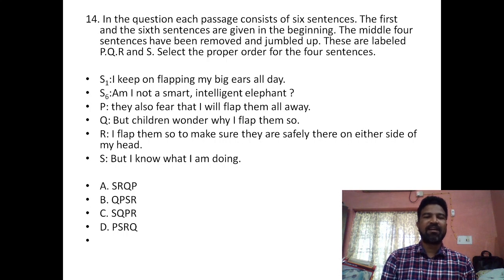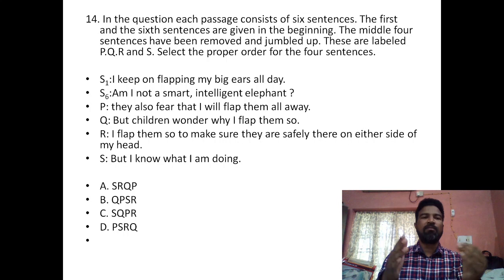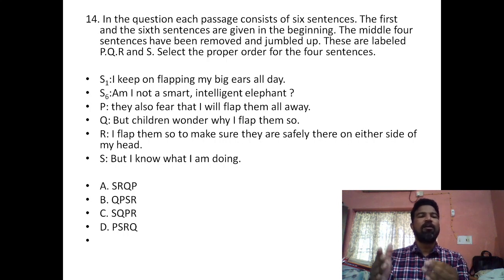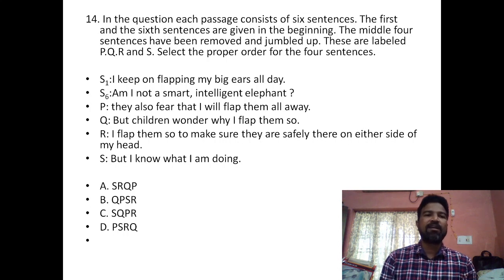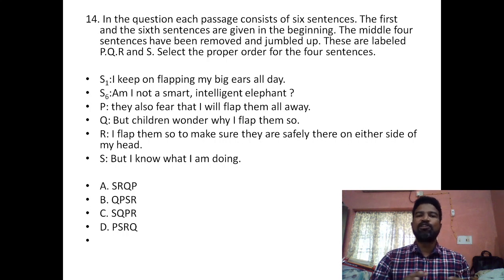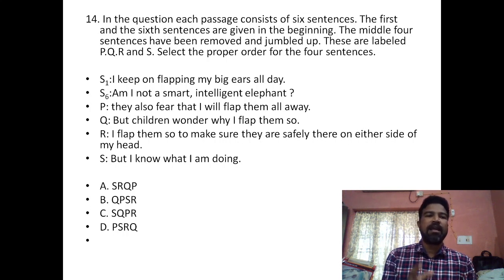Yes, here is another very interesting question. This question is all about jumbled sentences that need to be put into the right order, and you pick the right option. If you guys are ready, here we go. Let me read the question for you. Each passage consists of 6 sentences. The first and the sixth sentences are given in the beginning. The middle 4 sentences have been removed and jumbled up. These are labeled P, Q, R and S. Select the proper order for the 4 sentences.